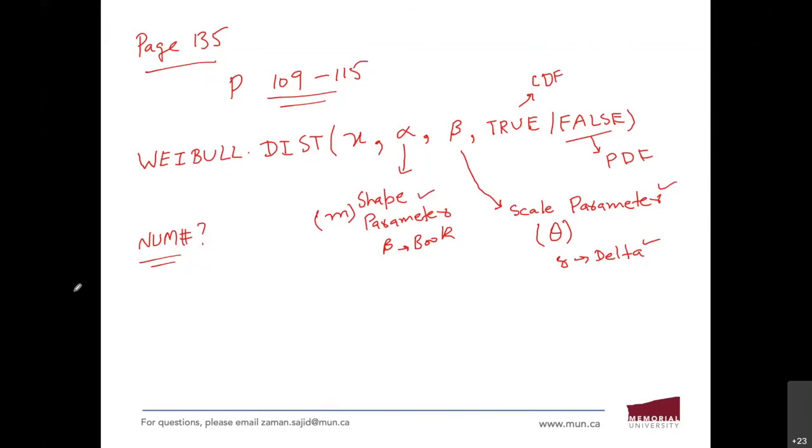Now if you are interested to find out the gamma function in Excel, it is EXP of GAMMALN. This is the natural log of your variable X. This is the formula for gamma.